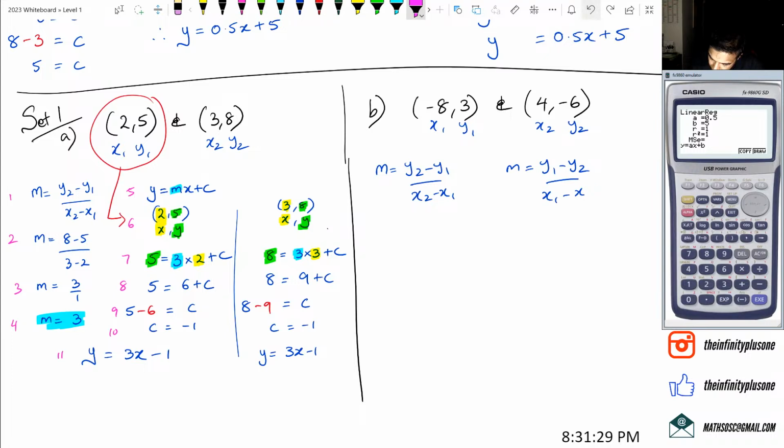I'm going to get rid of this. I don't need all of this. So I'm going to work out what my gradient is for question B, which is going to be -6 take away 3 divided by 4 take away -8.